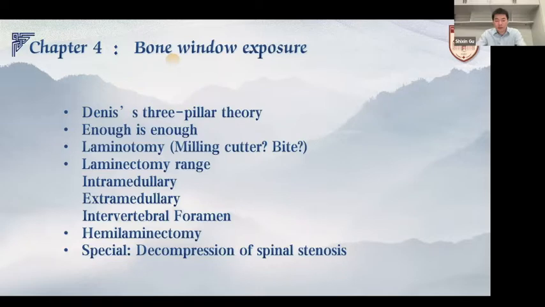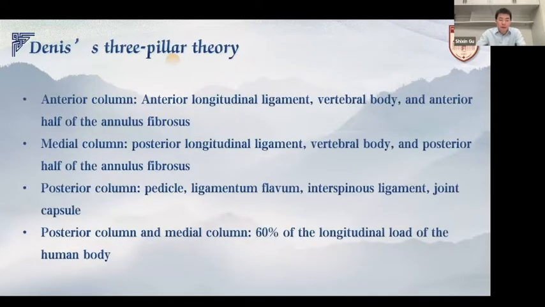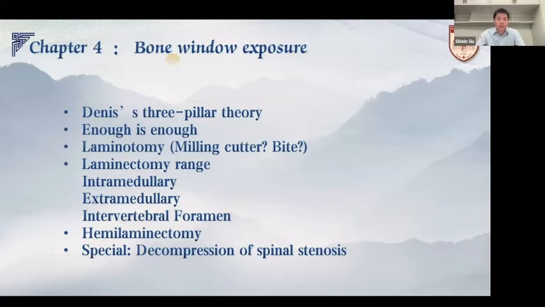In the next session, let's talk about the exposure of bone windows. First, let me introduce Denis' three-column theory, which may be very familiar to everyone. We divide the spine into anterior, middle, and posterior columns, of which the posterior column and the middle column are the most important, including the posterior longitudinal ligament, vertebral annulus, pedicle, ligamentum flavum, and so on.